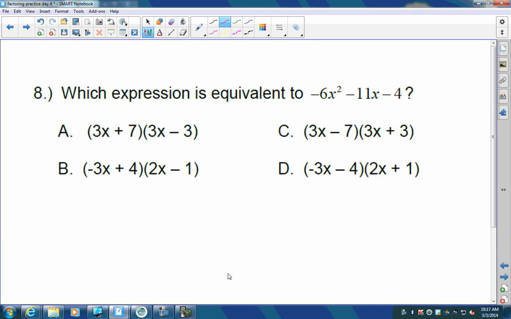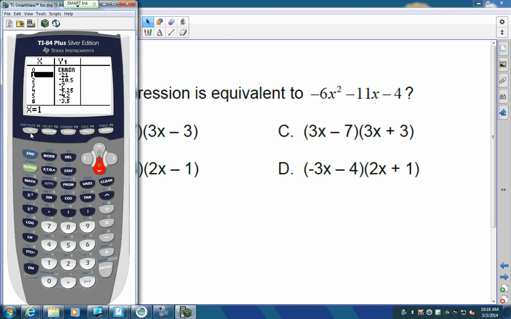Okay, on the next one, it says which expression is equivalent to negative 6x squared minus 11x minus 4. The easiest thing to do is to go into the calculator, go into y equals, and put the original problem into y1. Negative 6x squared minus 11x minus 4. And in y2, you're going to find some of your answer choices and try it. So I'll try D first because I can see that. I'm going to put parentheses, negative 3x minus 4, parentheses, parentheses, 2x plus 1.